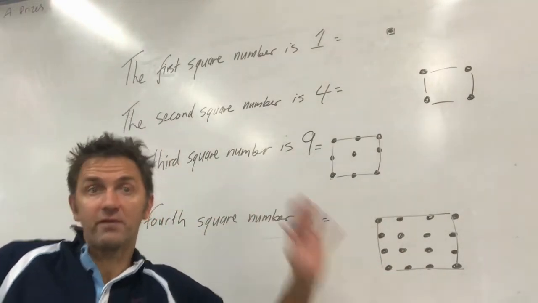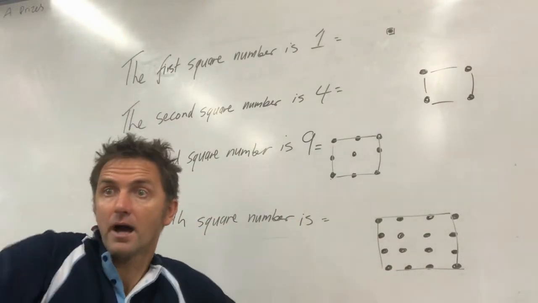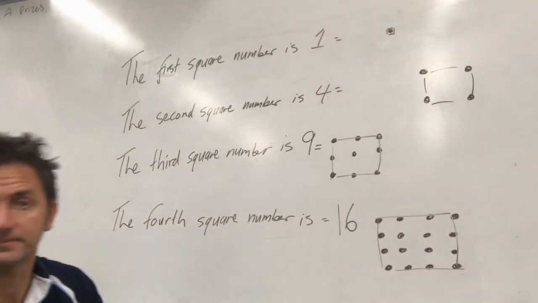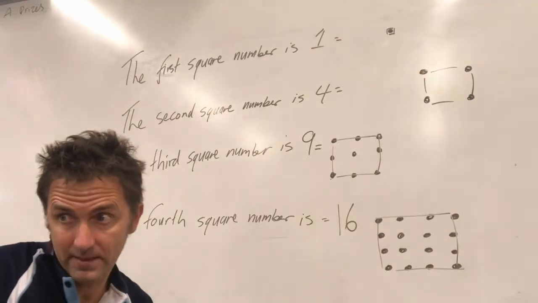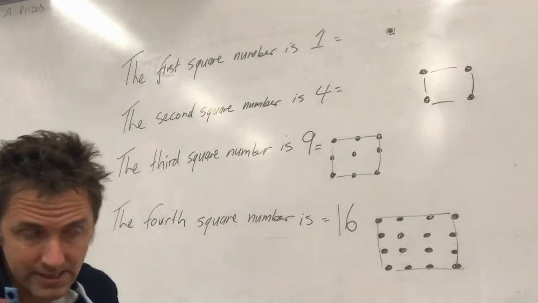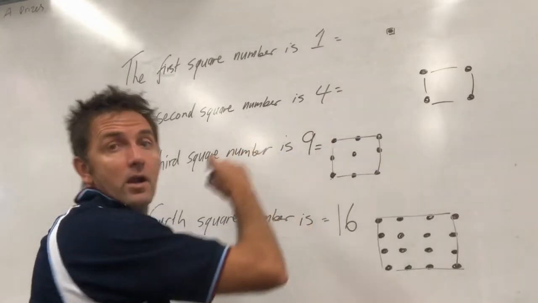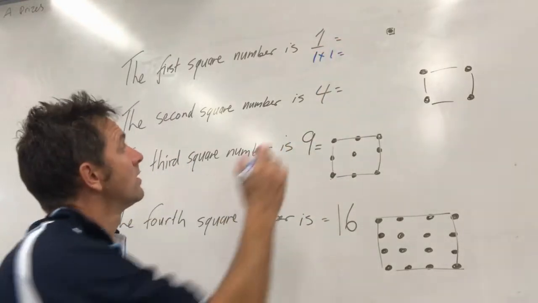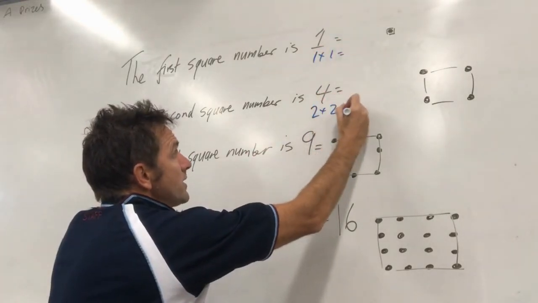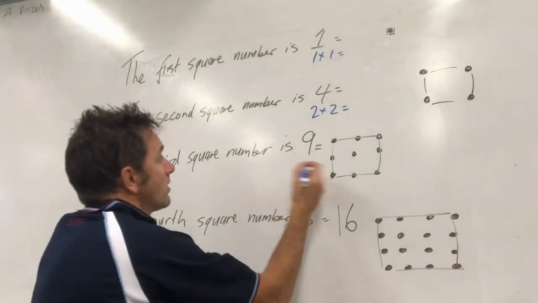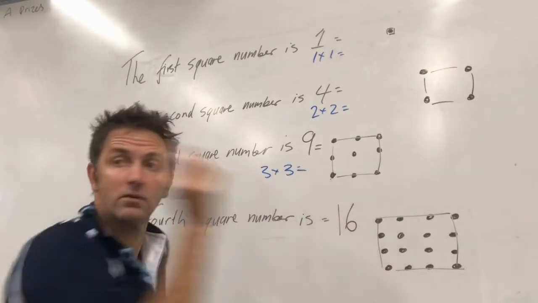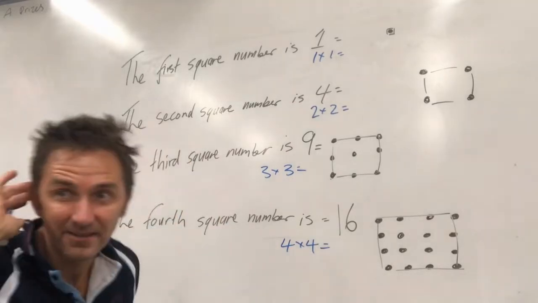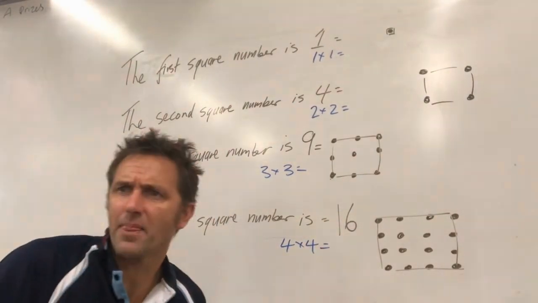What's the value of the fourth square number? 16. Are you copying this down? Good, because watch this. 1 times 1 equals 1. 2 times 2 equals 4. 3 times 3 equals 9. 4 times 4 equals 16. Do you see how it all fits together?